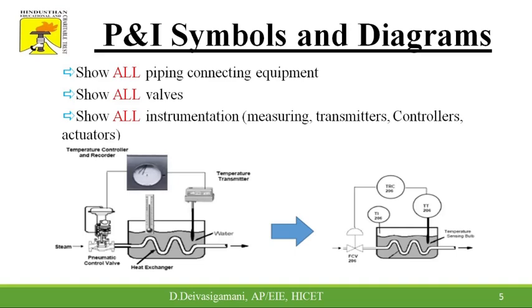In general, P&I diagram is a symbolic representation of all process in industry. It shows all piping connections, it shows all valves, it shows all instrumentation means like transmitters, controllers, and actuators within a single diagram. Here, this is the schematic representation of a heat exchanger model.